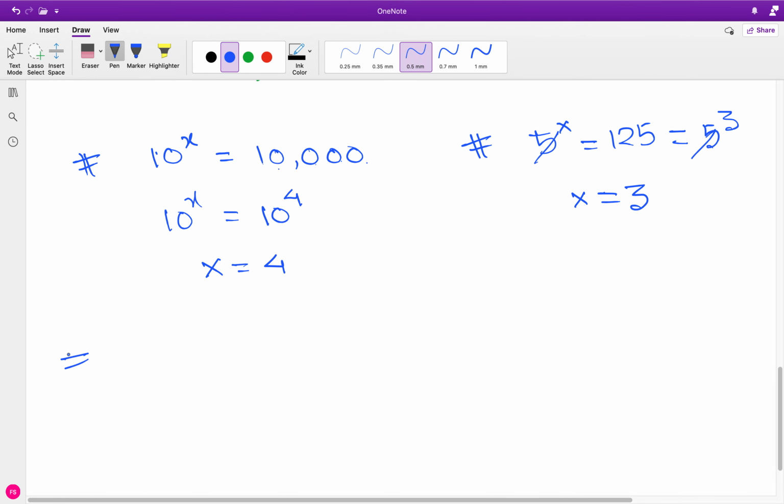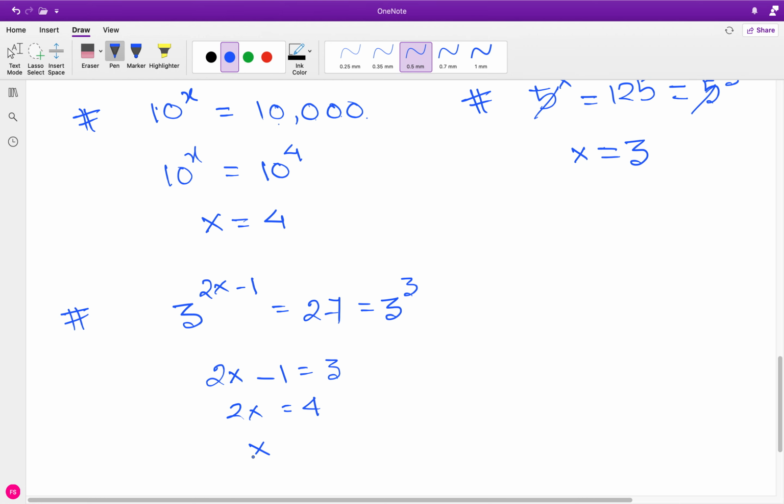Let me show you something that's a little bit more difficult. What if I have 3 to the power of 2x minus 1 equals 27? Now this 3 you can't simplify anymore, but instead of 27 you can write 3 to the power of 3. Now you have the same base, so you can solve for the powers. This will give us 2x minus 1 equals 3. I will move this 1 to the other side, so 2x equals 4. If you divide both sides by 2, you will get x equals 2.